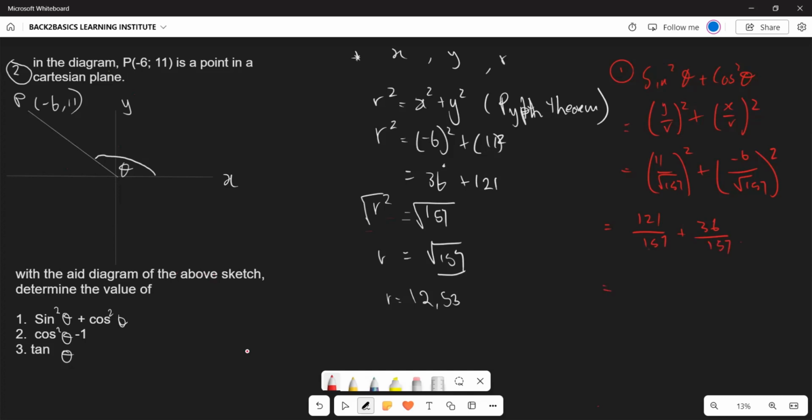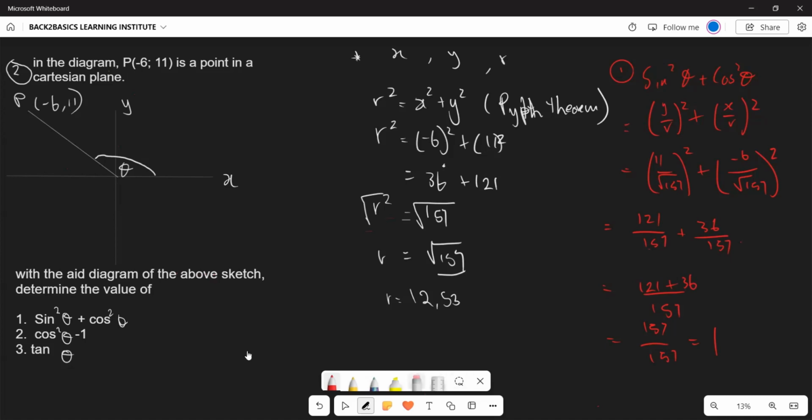Now you have denominators that are the same. You can write everything under one umbrella, so this is going to be 157. Then we are going to have 121 plus 36, and 121 plus 36 gives you 157 over 157. Therefore, the value of this answer is going to be 1. Are we together? So sine squared theta plus cos squared theta, you are going to get 1 as your answer.